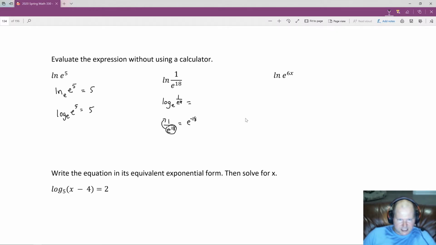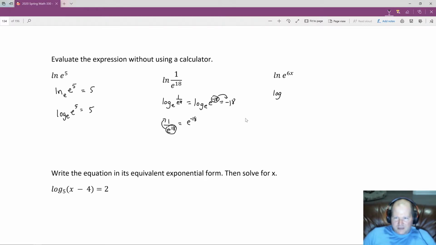So let's just rewrite this entire thing here. So say log base e of e to the negative 18. And that actually tells you what it is, right? So what is it? It's negative 18, right?